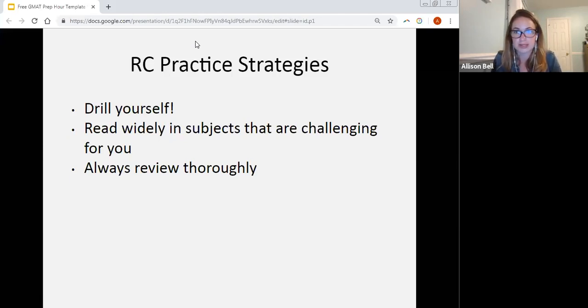You can also drill yourself on the process that we just talked about of identifying the question type and searching for support and making predictions before looking for answer choices. If you want to practice identifying question types, you can go through the official guide, look at the question stems, and try to say, okay, is this an inference question? Is this a question that's asking for something general like the main idea? What strategy would I use on that question?